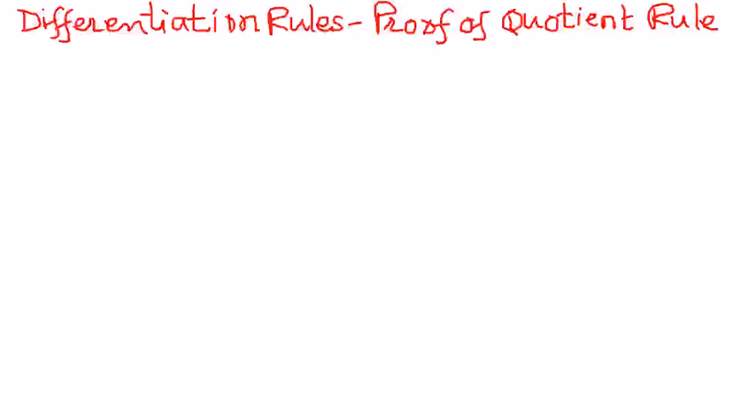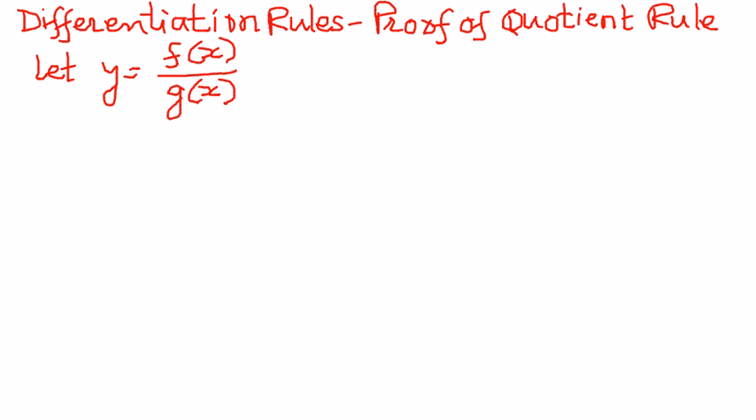Welcome to my presentation. In this presentation, we shall see the proof of the quotient rule and solve some examples related to quotient rule. So let us say we have a function like this. Let y be equal to a function in the numerator, which we'll call f of x, and a function in the denominator which we'll call g of x.